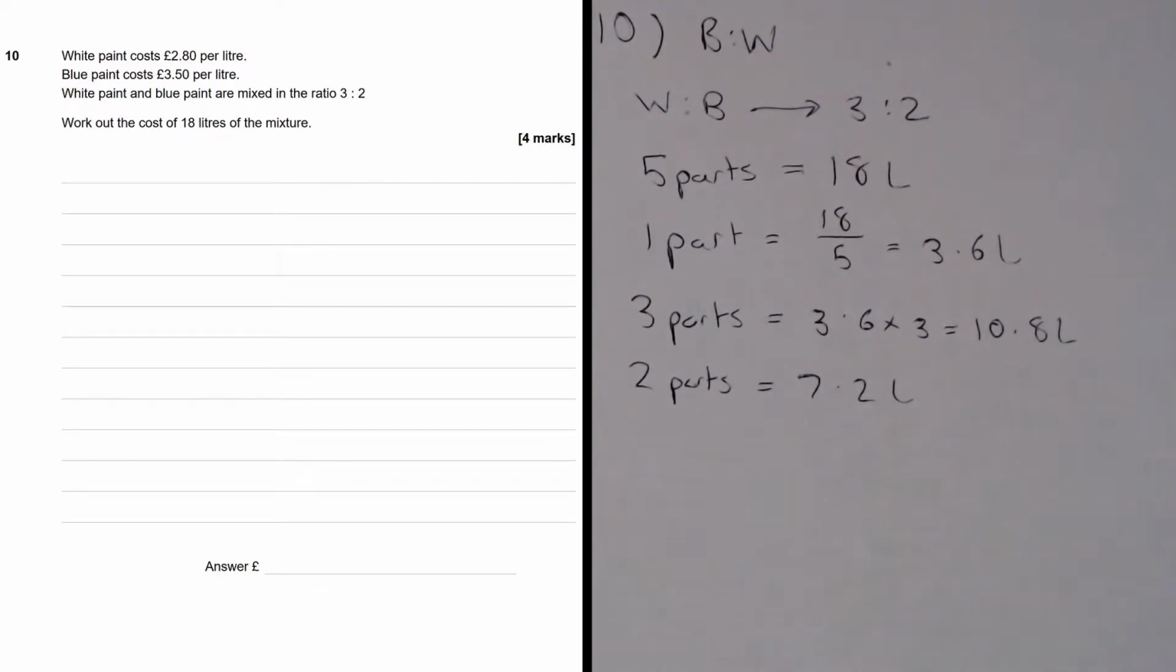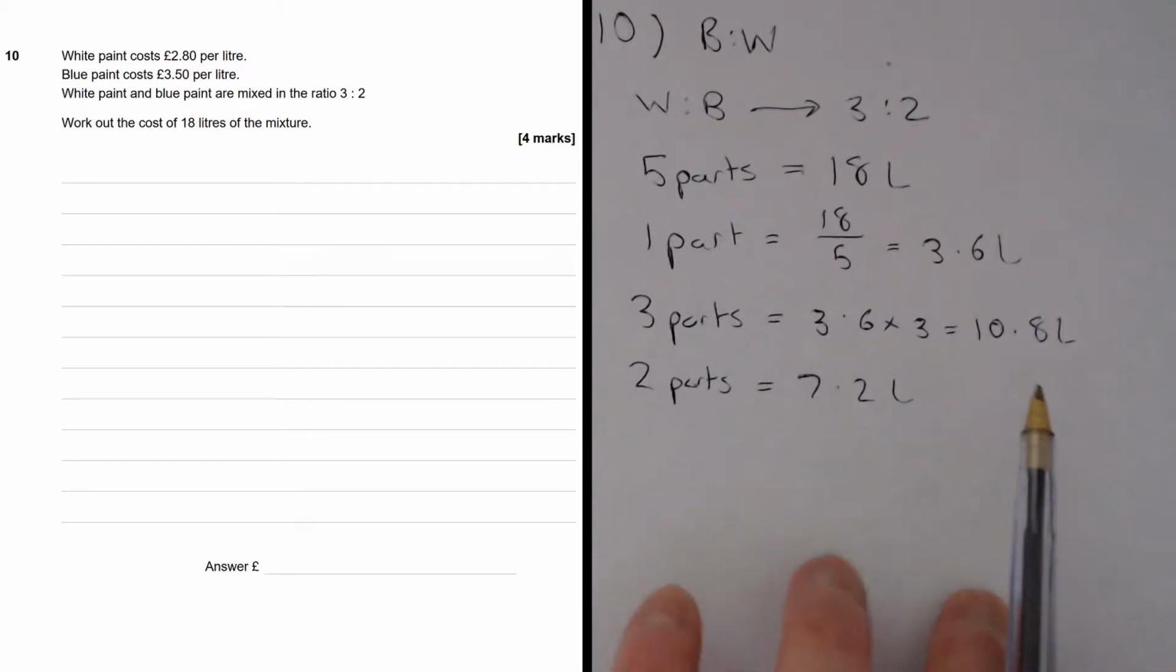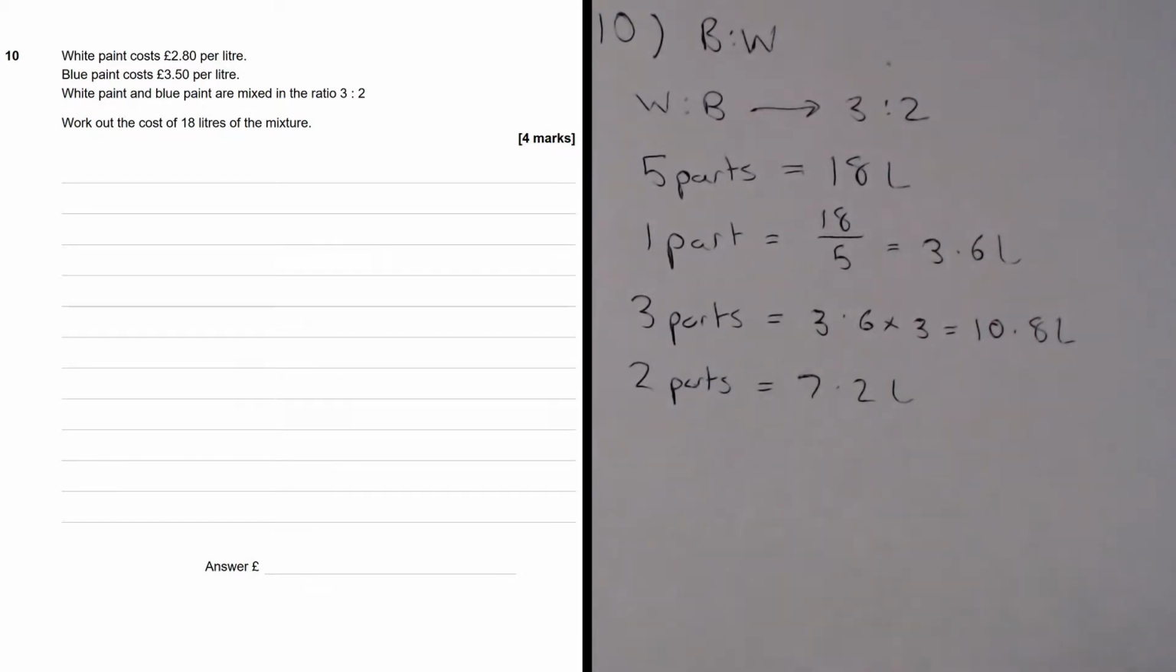Cool, so we now know that we need 3 parts white paint, 2 parts blue paint, and that equates to 10.8 litres of white paint, 7.2 litres of blue paint. Let's start with the white paint first. So if white paint costs £2.80 per litre, and we need 10.8 litres, we just need to do a multiplication here. Many ways of doing this. I think I'll do it in a grid for now.